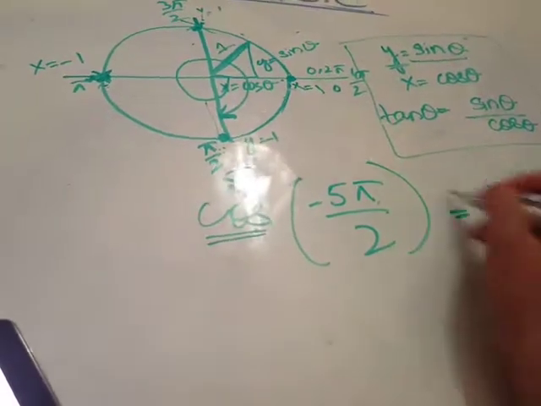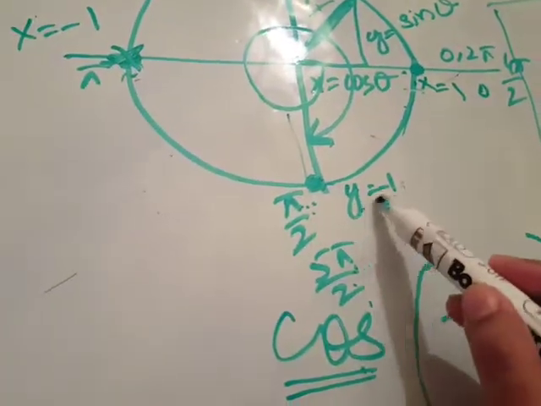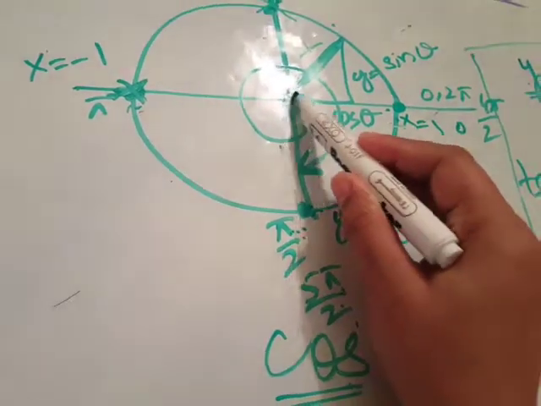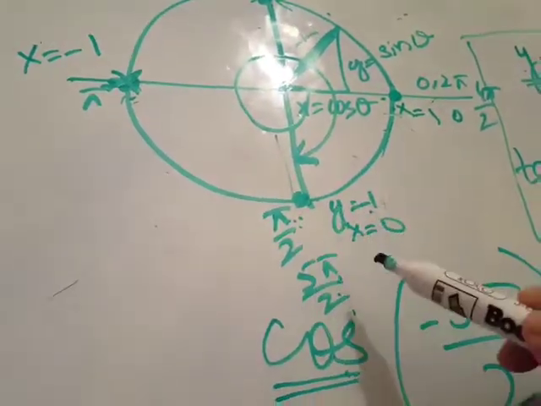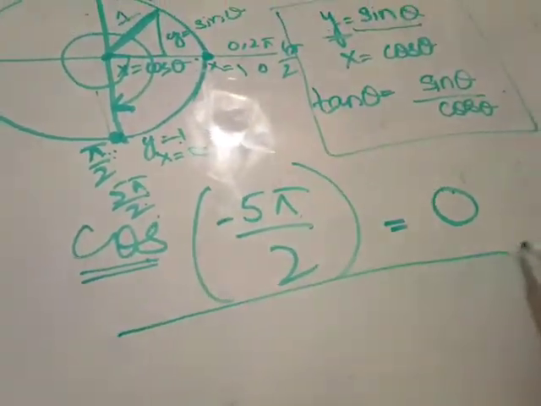Okay? Why is it equal to 0? Because at 5 pi over 2, if you see here, y is equal to 1. But what is x? x is equal to 0 here. See? x is 0 here. So that's why cos of minus pi over 2, that is 5 pi over 2, is 0.